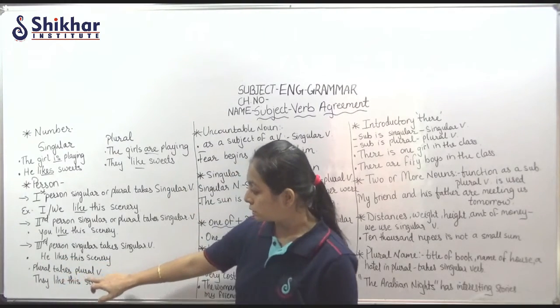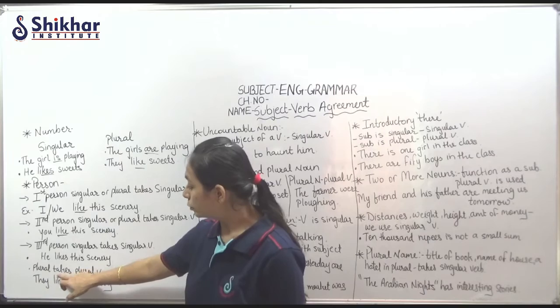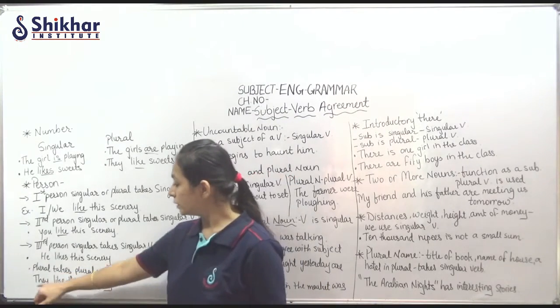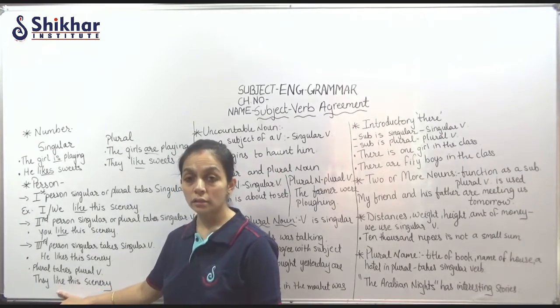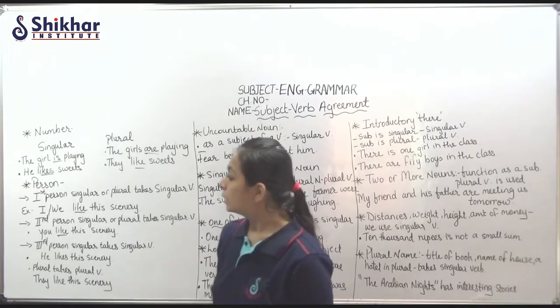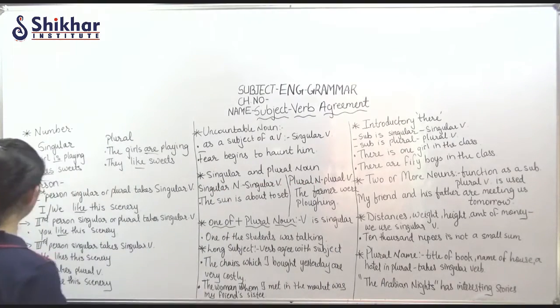Plural will take the plural verb, that is they. So with they we will write only the plural verb, like this: they like this scenery. Now we have seen about number and person.